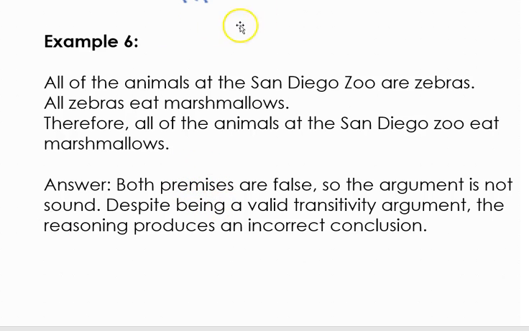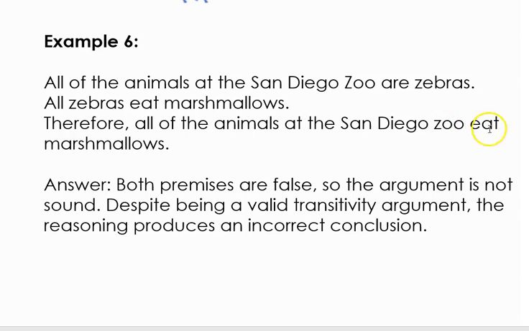Here's the last example. All of the animals at the San Diego Zoo are zebras. All zebras eat marshmallows. Therefore, all of the animals at the San Diego Zoo eat marshmallows. I'm sure the tigers would be really thrilled with that. Okay? So, first of all, the statement that the animals at the zoo are zebras is invalid. All zebras eat marshmallows? I doubt it. Marshmallows do not grow in the wild. Therefore, this conclusion drawn from these two premises is not a valid conclusion.